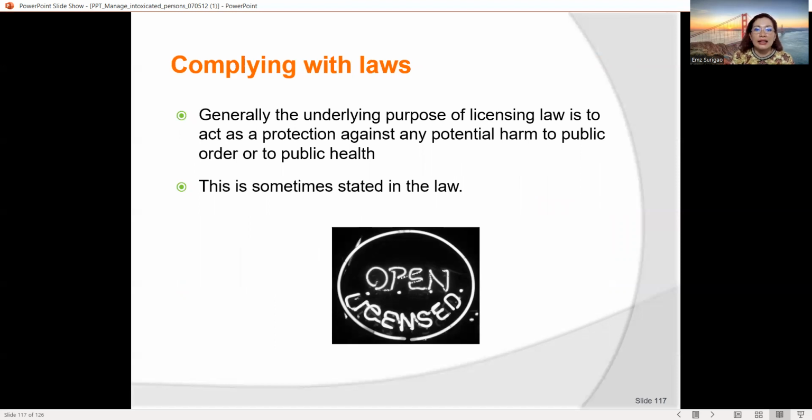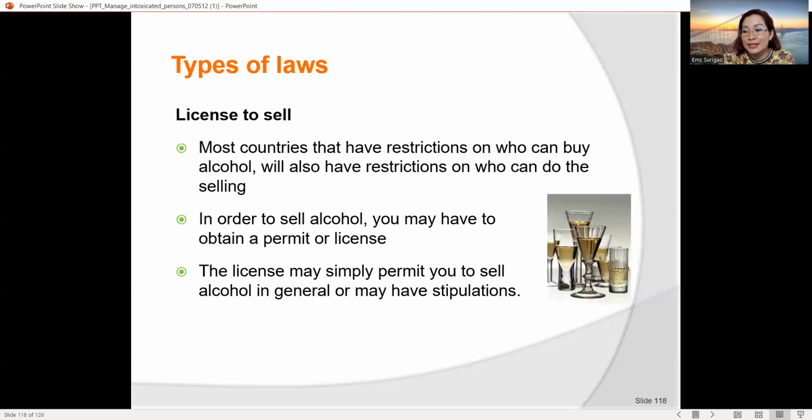Generally, the underlying purpose of licensing law is to act as a protection against any potential harm to public order or to public health. This is sometimes stated in the law. License to sell. Most countries that have restrictions on who can buy alcohol will also have restrictions on who can do the selling. In order to sell alcohol, you may have to obtain a permit or license. This license may simply permit you to sell alcohol in general and have stipulations.